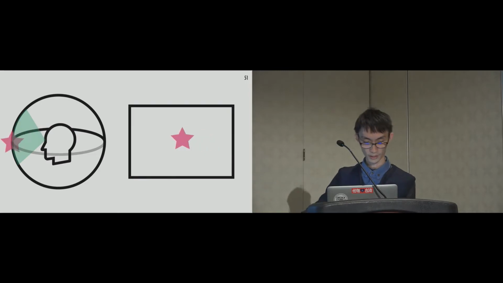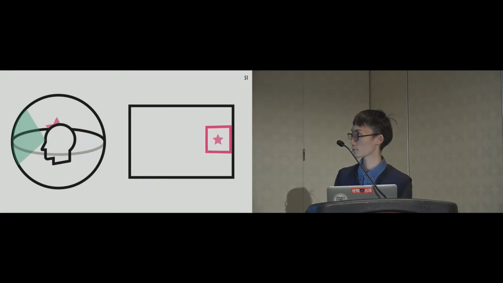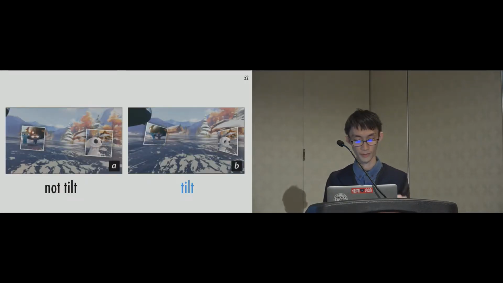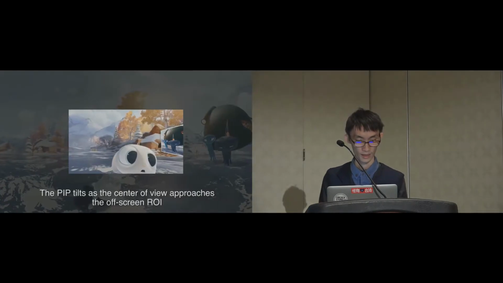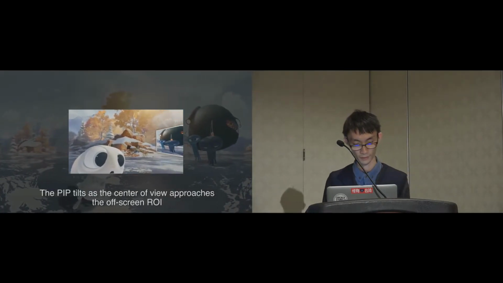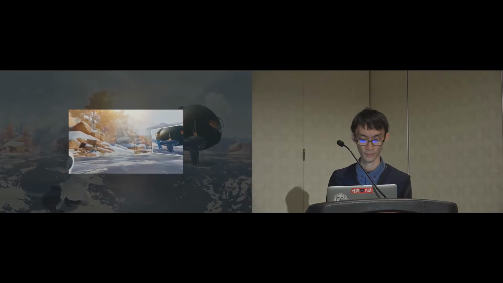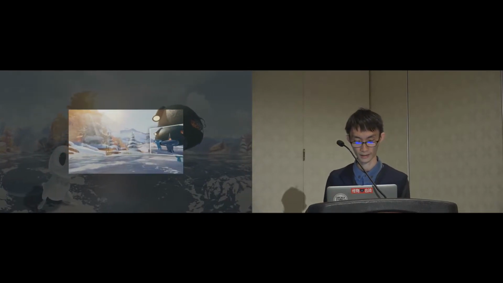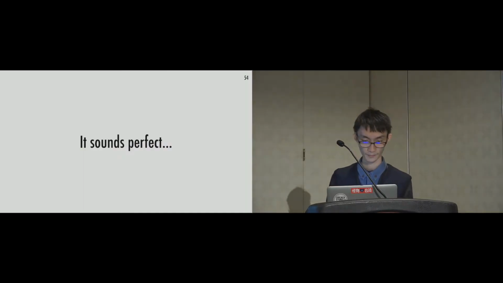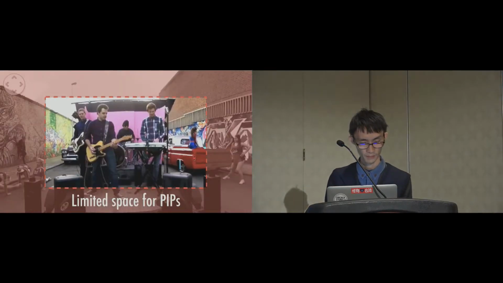Like in this animation, when the region of interest is approaching, the picture-in-picture gradually faces the viewer. Tilt also makes the picture-in-picture blend into the scene, providing a better immersive experience. Without the tilt, picture-in-picture scenes, like photos, scatter on the viewport, which degrades the viewing experience. Here's the outcome. When the viewer navigates towards the target, the tilt of the picture-in-picture gradually changes and guides the viewer to the target. Now it sounds perfect while picture-in-pictures are placed in a limited space.